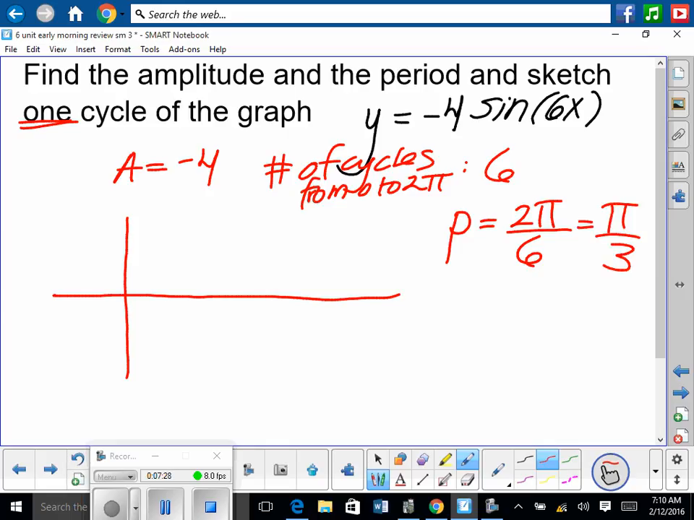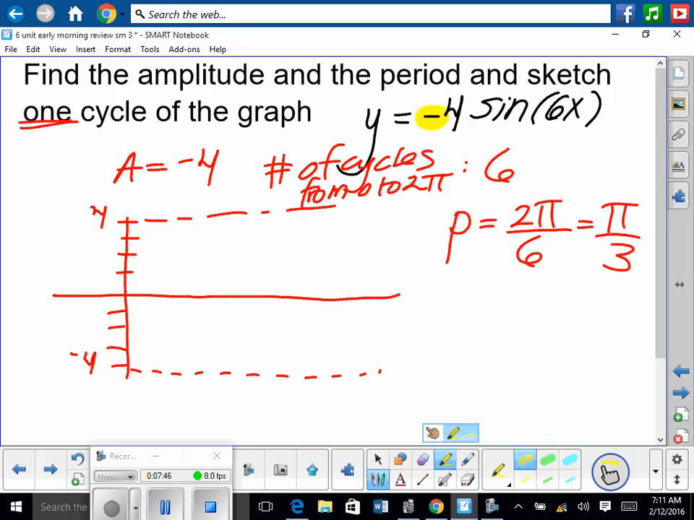So now we know we're going up 4, down -4. Okay. So now careful, because of that negative, we've got to dip down first. It's a sine function. So we're going to dip down first. So starting at 0, it goes all the way down, all the way back up, and boom. Now we know that the length of 1 cycle is pi thirds, right?